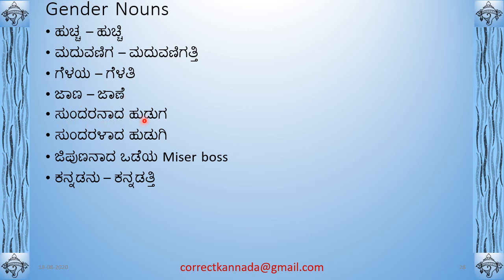Sundaranada Huduga means a good looking boy. Sundaralada Hudugi means good looking girl. Okay, Jipunanada Odaya. Odaya means boss. Jipunanada means miser. Jipunanada Odaya. You can also say Jipunalada Odaya, miser, female boss, like that. Then Kannadanu, Kannadati. Kannadanu means a person, a Kannadiga, a male person from Kannada, right? A native of Kannada. Kannadati means a native woman of Kannada.